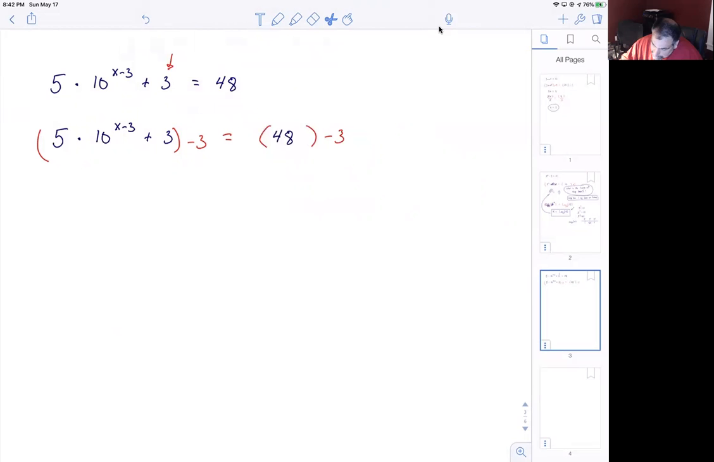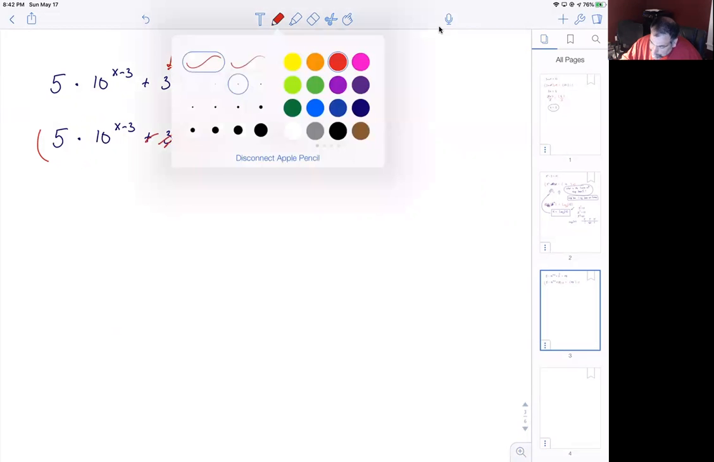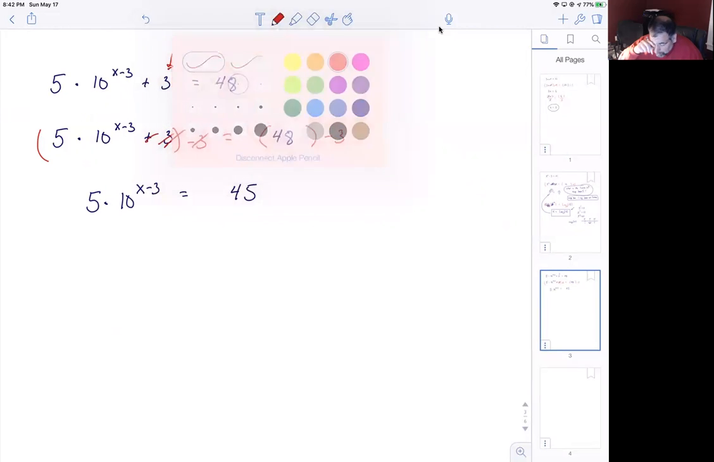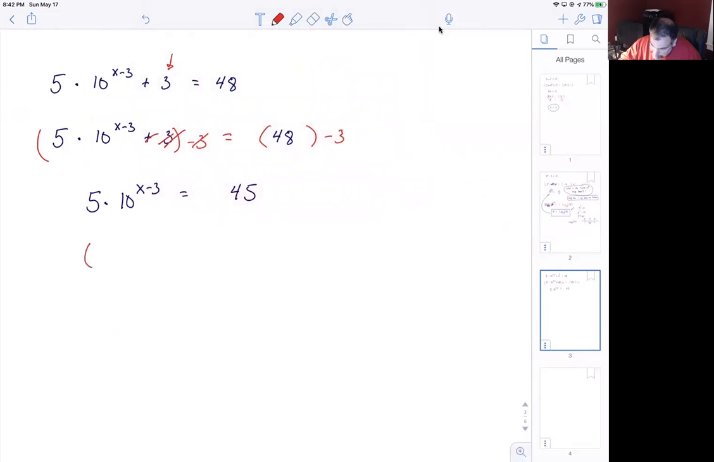And now we're going to simplify, and we're going to get that the plus 3 and the minus 3, addition by 3, subtraction by 3 are going to cancel out. So we're going to be left with 5 times 10 raised to the x minus 3. And now this is going to equal 45 on this side. So the next step is to get rid of multiplication by 5, and the inverse of multiplication by 5 is division by 5. So here is division by 5 on the left. Here is division by 5 on the right.